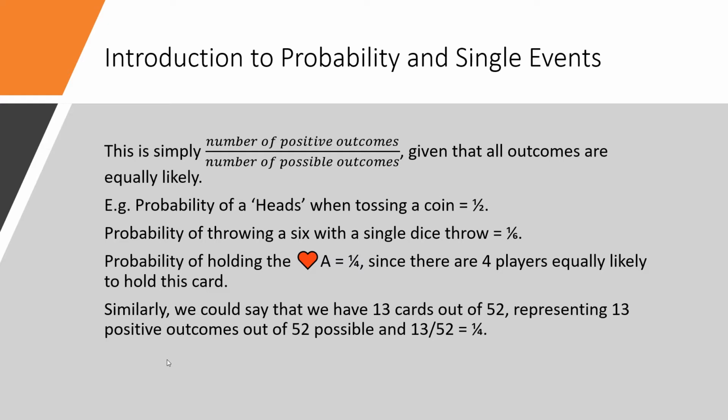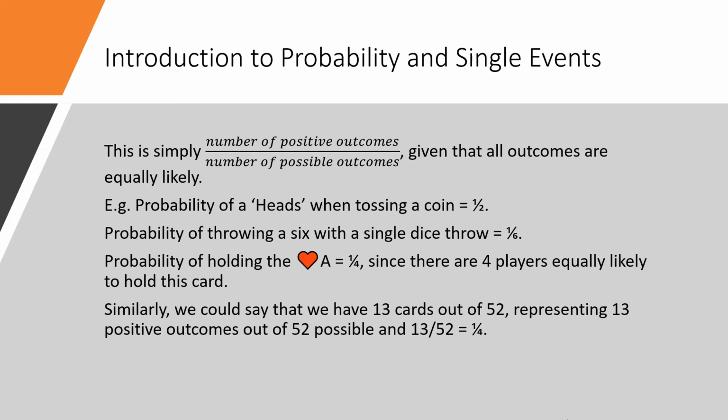So let me give you some examples of this. If we toss a coin, we are equally likely to get a heads or a tails. So we have 2 possible outcomes. The probability of getting a heads, that's one of the 2 outcomes, is 1 in 2. So 1 positive out of 2 possible outcomes. Probability of a heads is half, or 1 in 2. So that means if I toss a coin so many times, half the times I toss the coin I would expect to get a heads.